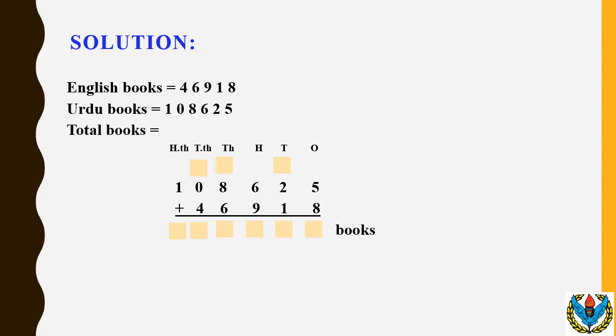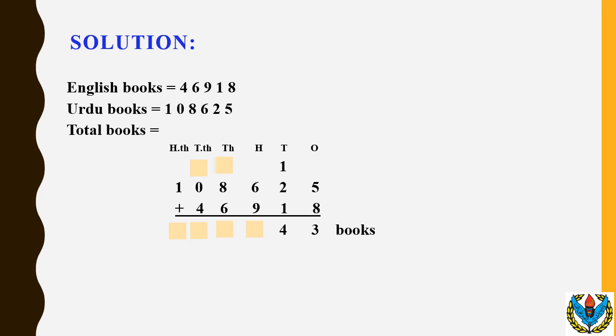Firstly, we have to write the numbers in vertical form, and we will start adding from the ones column. In the ones column, the numbers are 5 and 8. By adding them, 5 plus 8 is equal to 13. We will write 3 of 13 in the ones column, and 1 of 13 will be given as carry to the tens column. Now in the tens column, 1 plus 2 plus 1 is equal to 4.